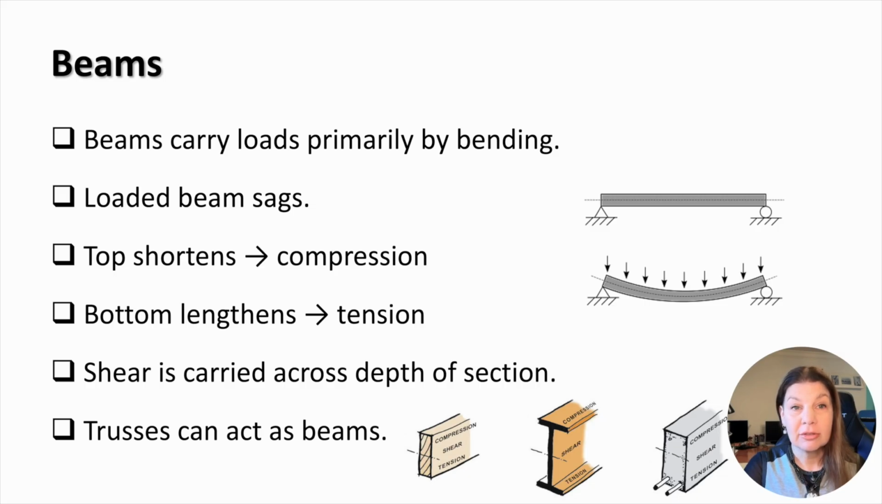A beam subjected to gravity load sags. The top of such a beam will be in compression and shorten, while the bottom will be in tension and will elongate. In addition to bending, beams carry shear across the depth of the cross-section. There is a direct similarity in the behaviour of trusses and beams. In general, trusses can be seen as beams with holes.